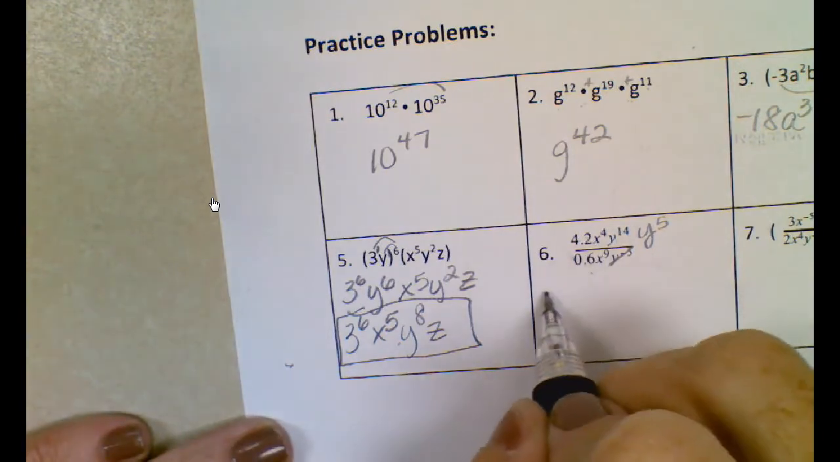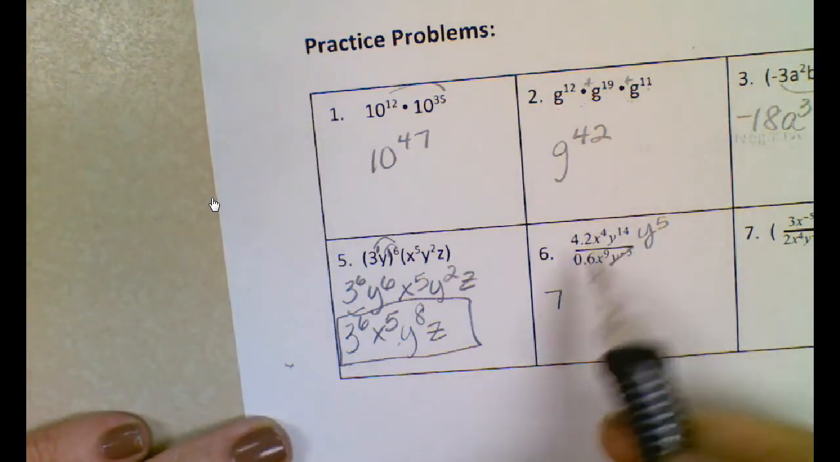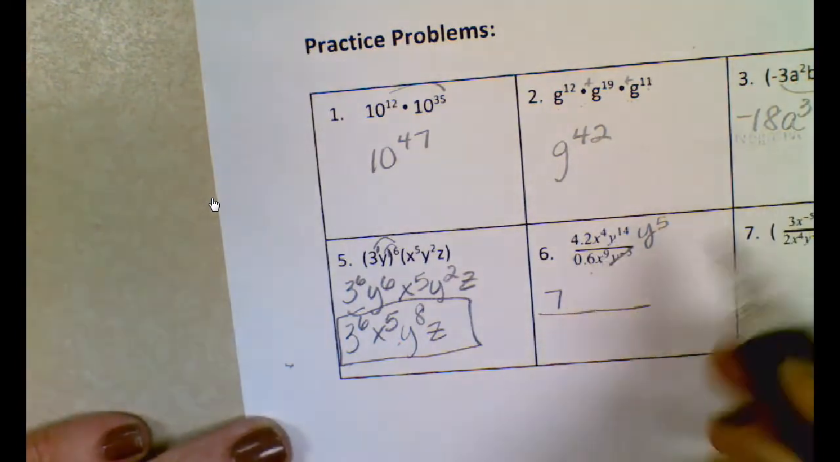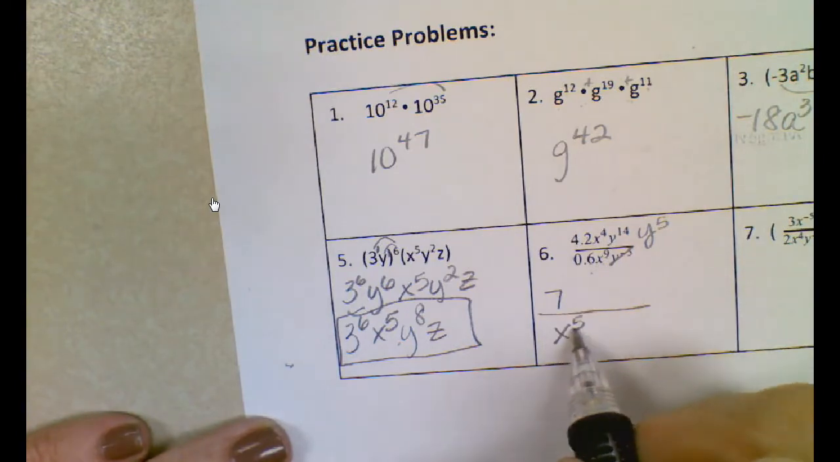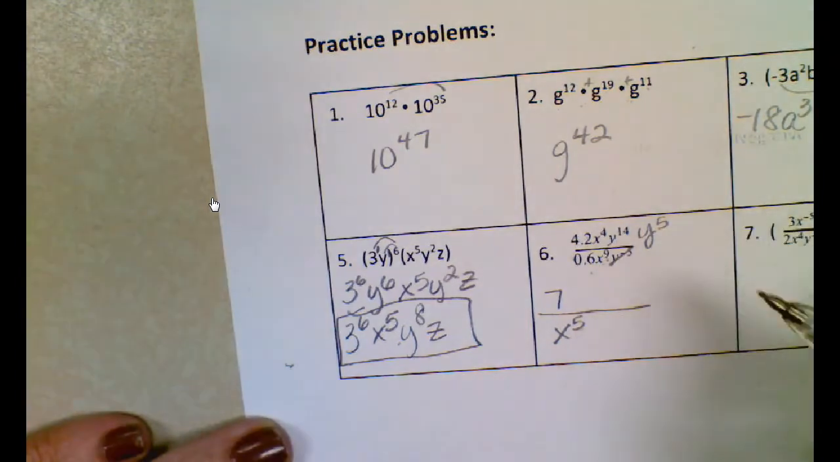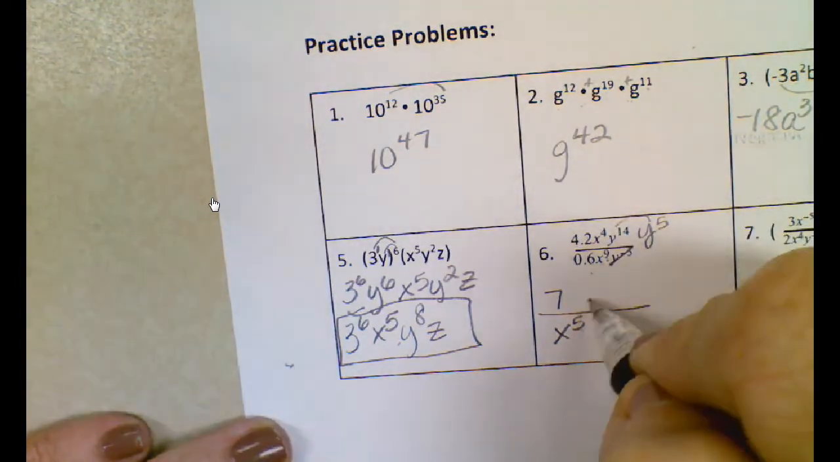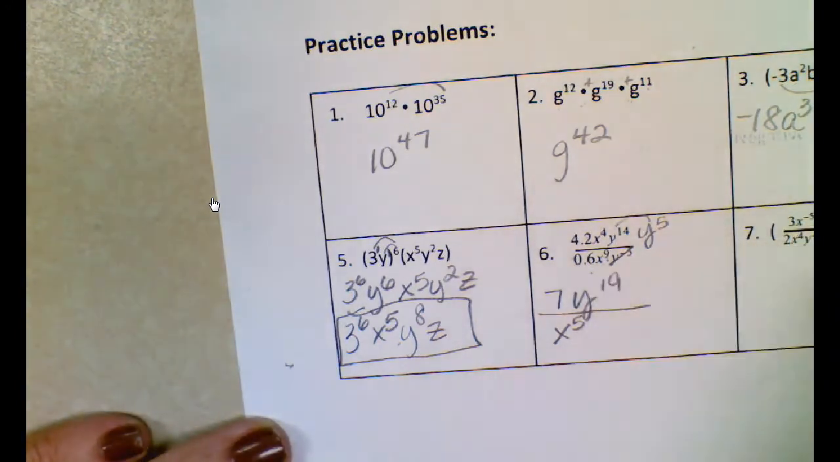So 4.2 divided by 0.6 is 7, and I'm going to see if I've got more x's on the top or the bottom, and I have more on the bottom by 5. The other way you know that is 4 minus 9 is negative 5. Negative means it would go on the bottom. Now I've got both of my y's on the top. 14 plus 5 is 19, so I have y to the 19th.